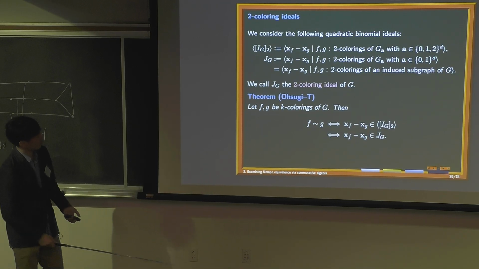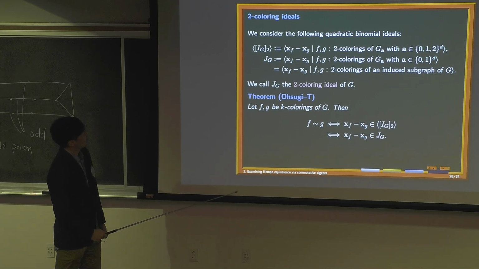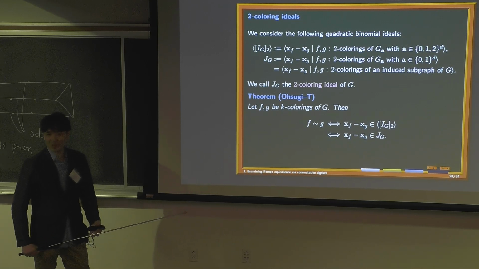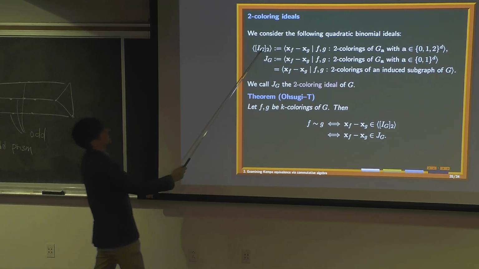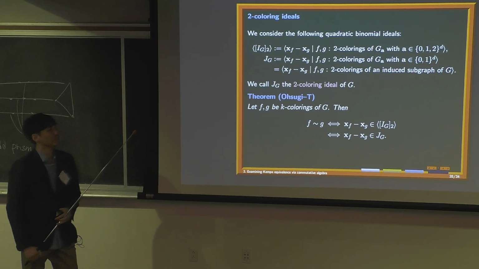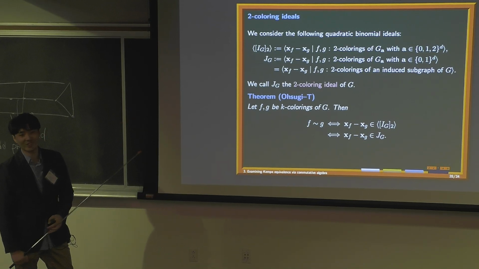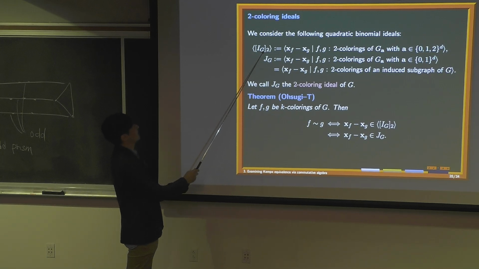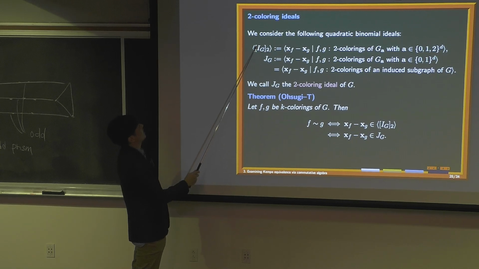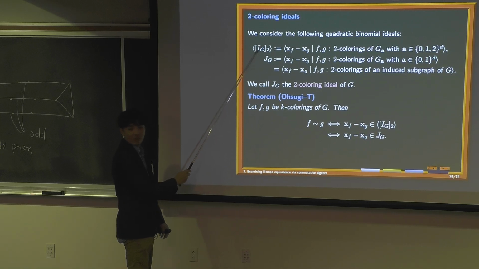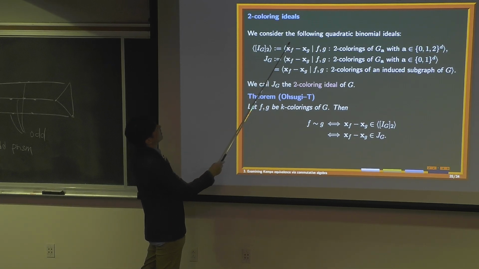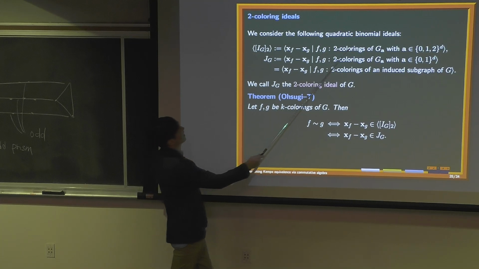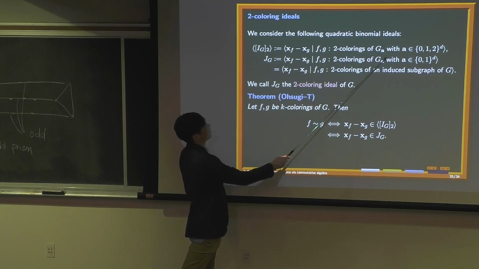Okay, next, I want to give algebraic methods to examine Kempe equivalence. First we consider the following quadratic binomial ideals. The first is the ideal generated by the degree 2 part of the stable set ideal, namely generated by these binomials associated to 2-colorings of the replication graph.